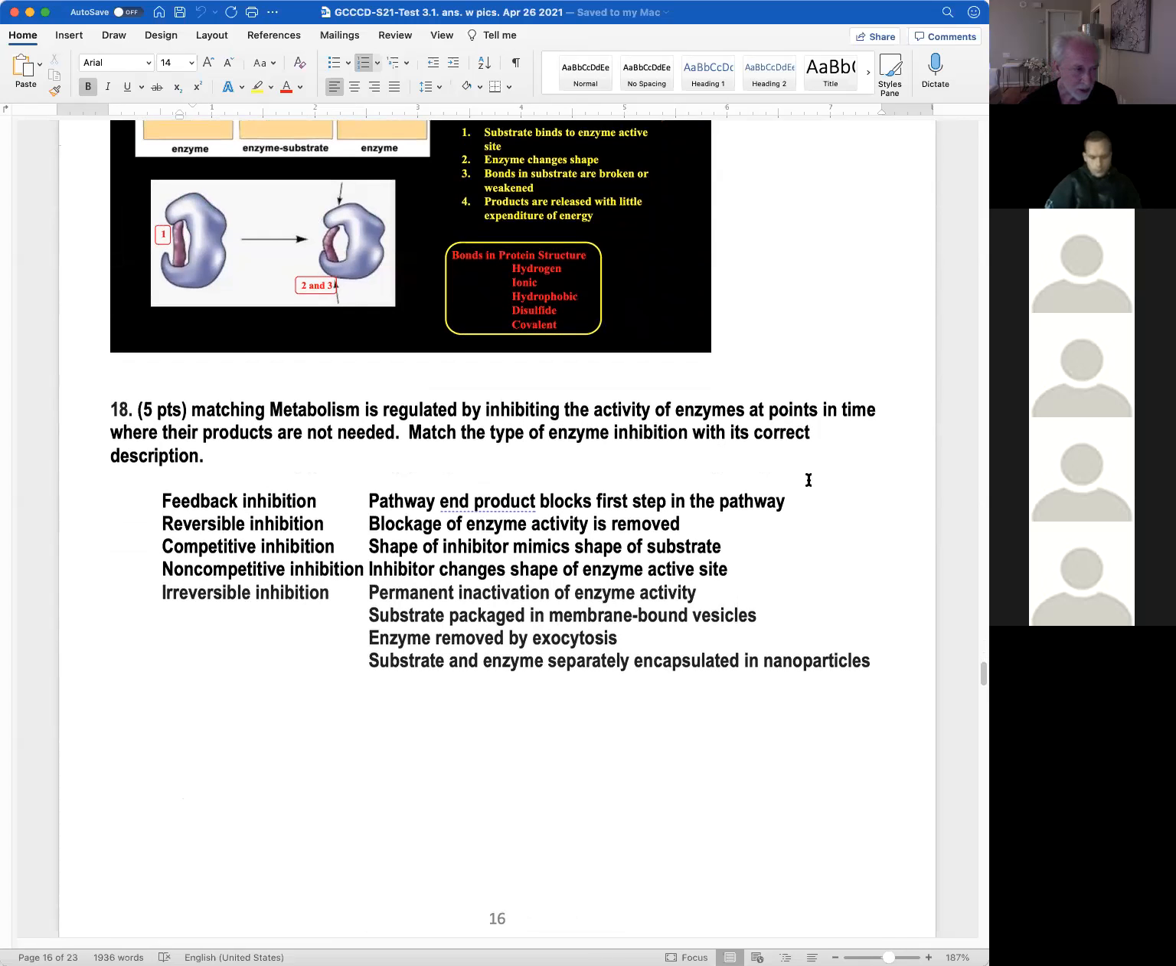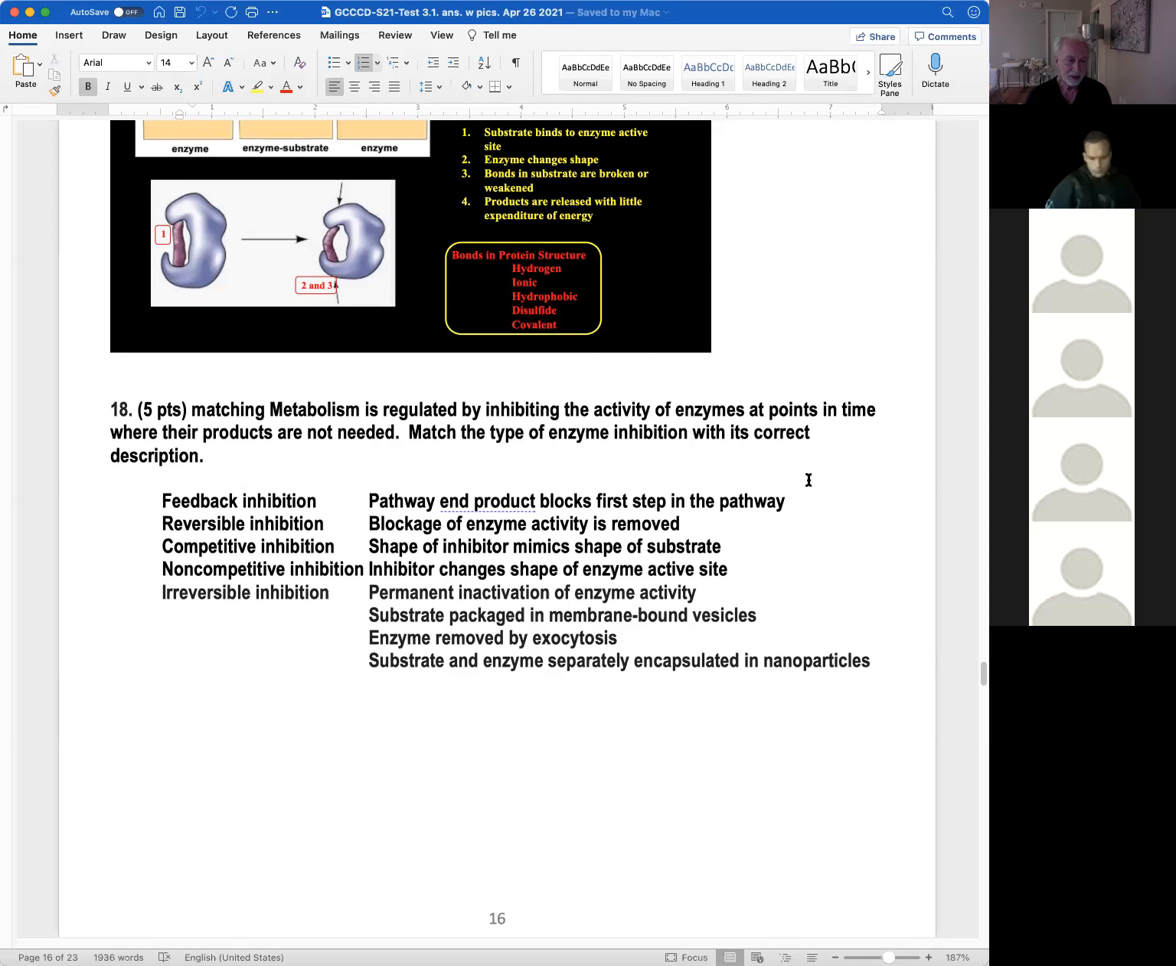And this next question is about regulation, and I wanted to emphasize this because we are full of enzymes. We have thousands of enzymes in our bodies at any point in time. Most of them are silent at any point in time. Only a few enzymes in our bodies are actually working. So what determines whether they're on or off?